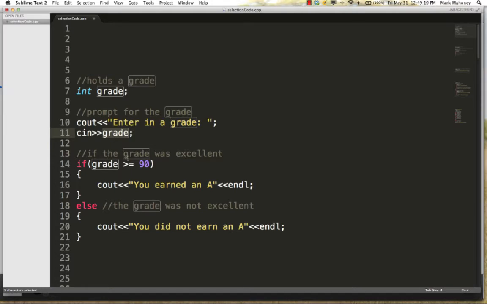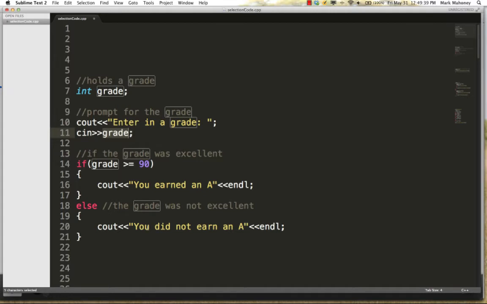Okay. Now, if the grade was excellent, if it was 90% or better, so if this is true, we're going to print out that you earned an A. However, if this is not true, we're going to go down here to this block and say, well, you did not earn an A.